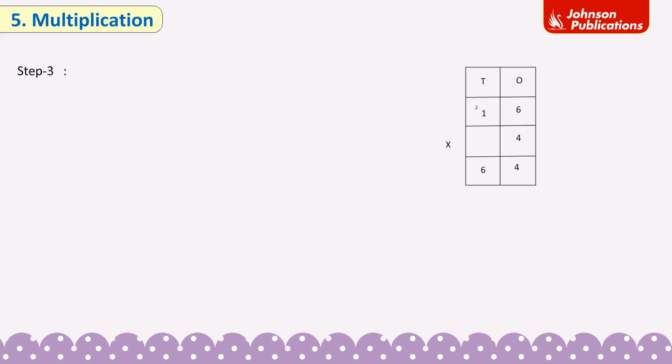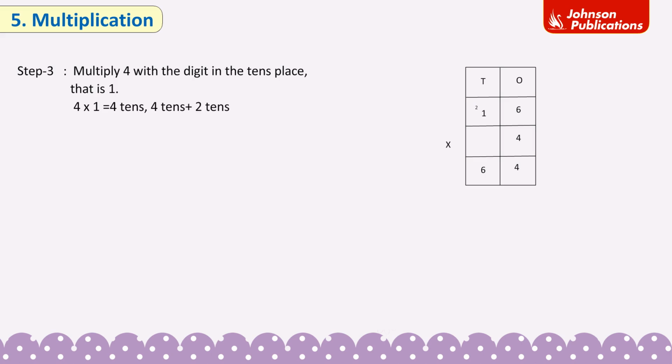Step 3. Multiply 4 with the digit in the tens place, that is 1. 4 multiplied by 1 is equal to 4 tens. 4 tens plus 2 tens is equal to 6 tens. Write 6 in the tens place. 64 is the product of 16 and 4.